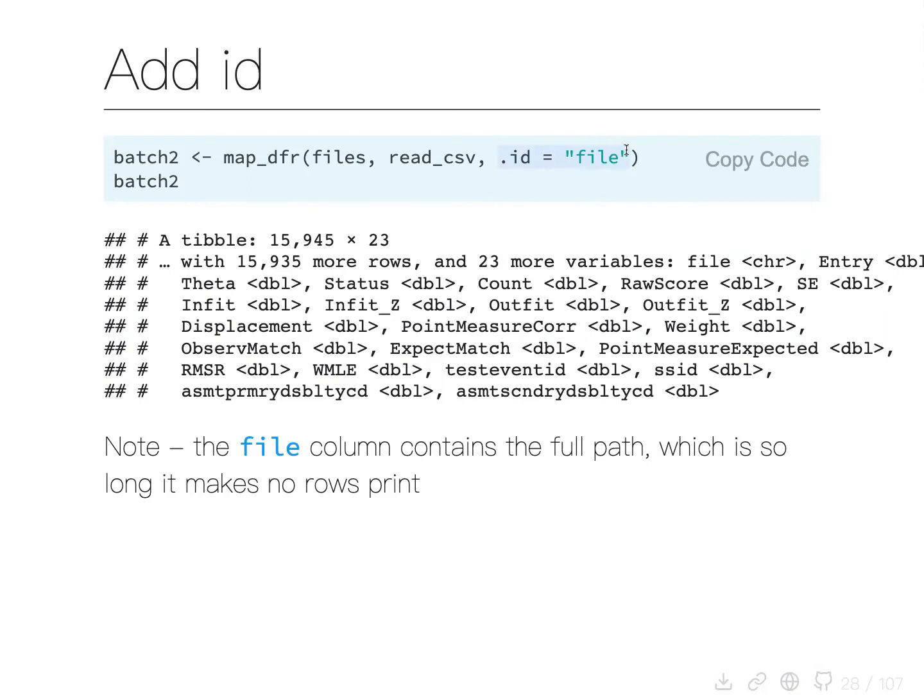If I try to actually look at it, it prints like this, which is not very helpful for me, at least on my slides. If you do it on your computer and you pull your screen out really, really wide, then you might be able to actually see something. But the reason why is because this first column, file, is so long that it can't fit on the screen. So it's just showing me no rows. Okay.